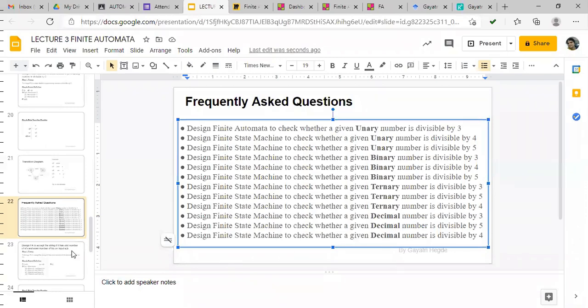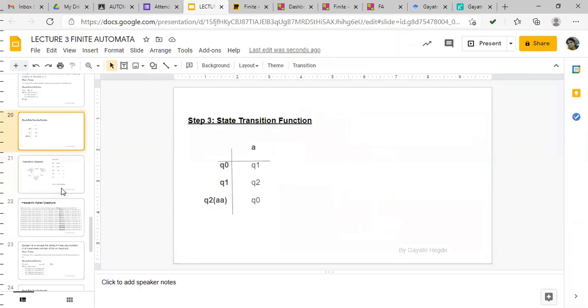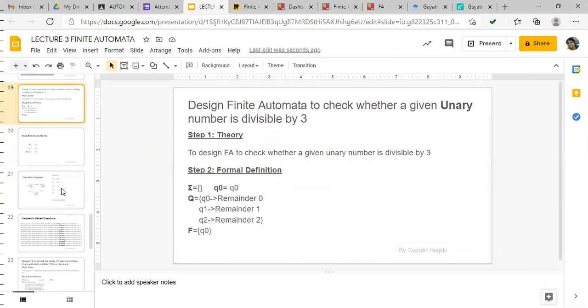You have to just change the number of states depending on the given divisibility number. I hope these number problems are clear. The number systems are clear. What is decimal number? What is binary number? What is ternary number? And what is unary number? Any doubt in any of the number systems or any doubt in solving these problems? Any one of you, if you have any doubt, let me know. Students, if you have any doubt, let me know.